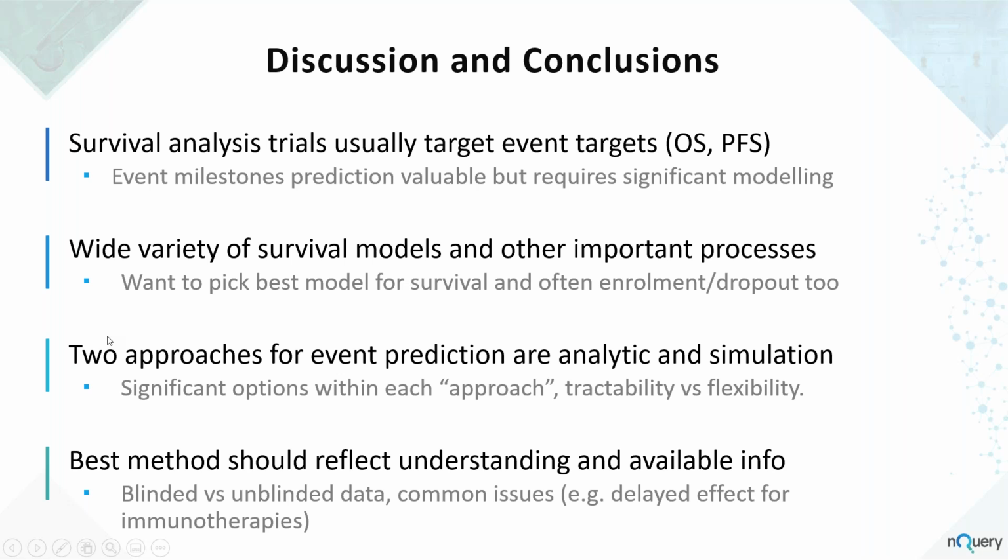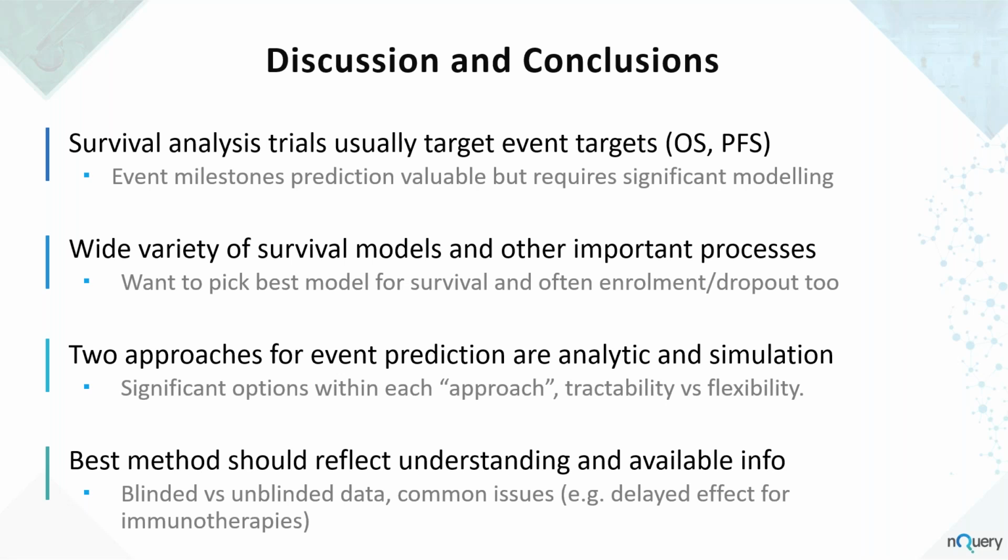So I think just in terms of discussions and conclusions, survival analysis will usually target event targets, such as overall survival or progression-free survival, where really we're targeting the inverse of that, which is someone dying or someone progressing in their disease. And of course, event milestone prediction is valuable to ensure that we know our trial is still on schedule, but it requires significantly more modeling compared to a simple enrollment type process. Now, enrollment modeling can be quite complex if you bring in things like screening and regional issues and lots of other stuff like that.